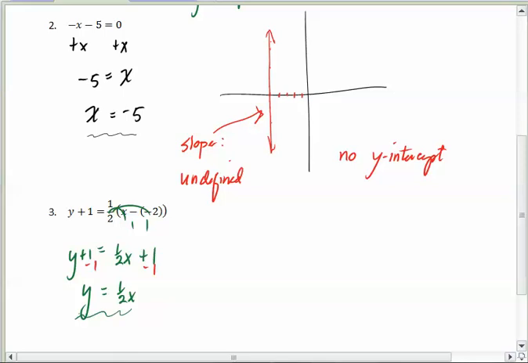So there's that. But the question was, find the slope. Well, the slope is 1/2. And what's the y-intercept? Well, the y-intercept is 0, right? Because this right here is a 0. And so the y-intercept is 0.